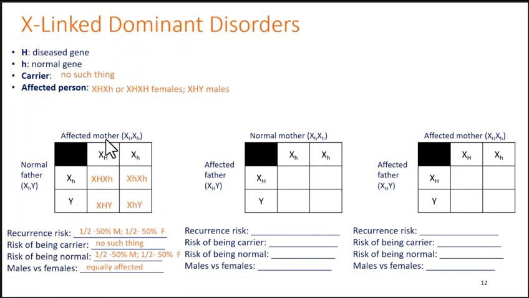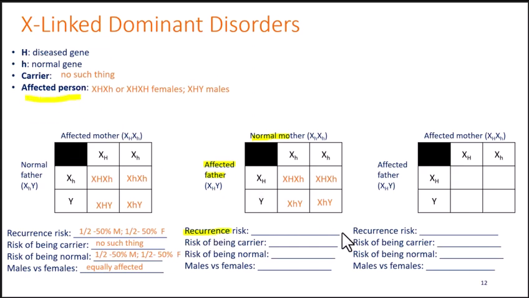So now let's look at a flipped situation where it's the father now that's affected, but the mother's not. So just opposite to what we looked at. Let's fill in the Punnett square. And let's look at their recurrence risk. What is the chance that they'll have this condition?